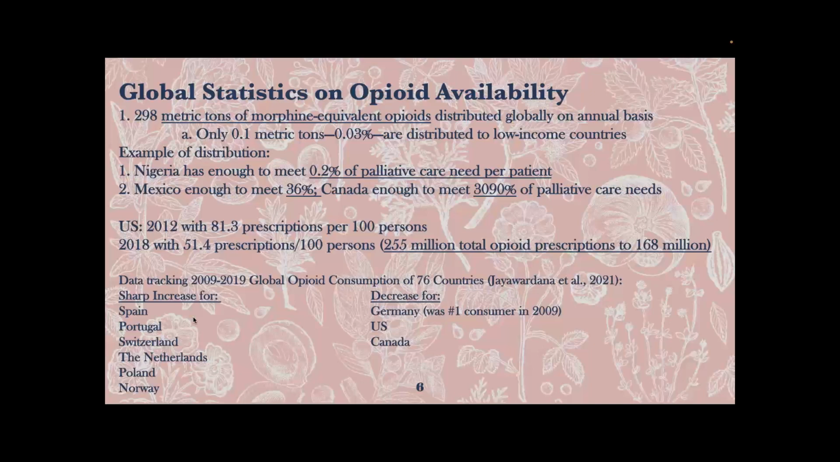Here are just some global statistics on opioid availability to give you a little bit of scope and context. They looked at different countries and the availability of opioids per palliative care patient within the country, measured in morphine equivalents. You can see there's a pretty significant disparity. Nigeria has enough to meet only 0.2% of palliative care needs per patient. Mexico has enough to meet 36%. Canada has enough to meet 3,090% of palliative care needs per patient. So you can see within those three countries how much of a disparity there is in availability.